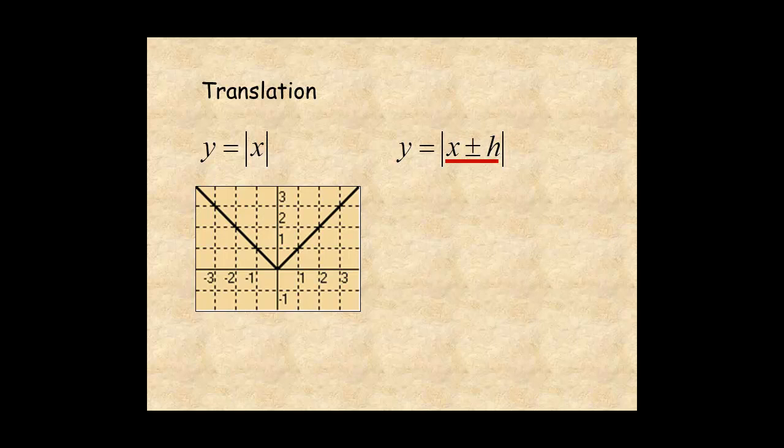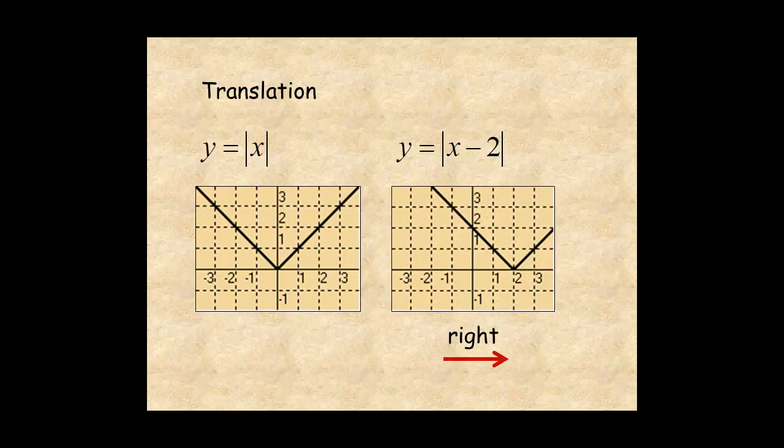For example, if you replace x with x minus 2, the graph translates 2 units to the right. The vertex is now at plus 2 on the x-axis. Be careful. It's natural to think that x minus 2 would shift the graph to the left, since left is the negative direction on the x-axis. But the opposite is true.